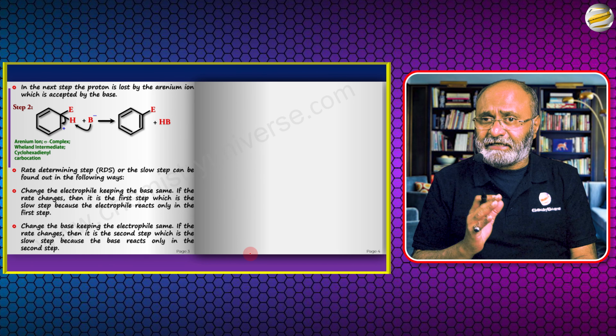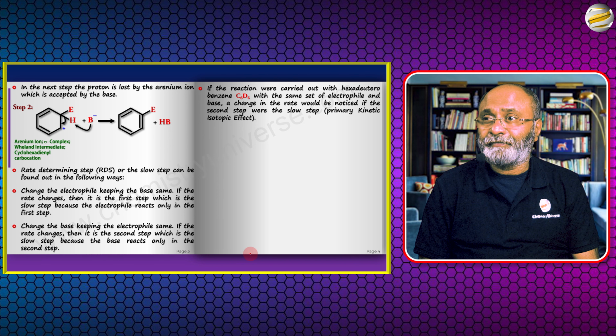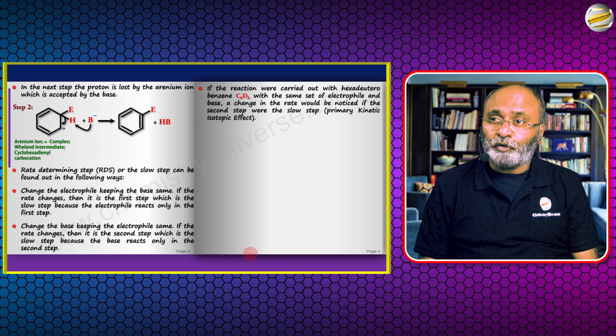If the reaction were carried out with hexadeuterobenzene with the same set of electrophile and base, a change in the rate would be noticed if the second step was a slow step, a primary kinetic isotopic effect. All right, can you think of one more way? Well, there is one more way.